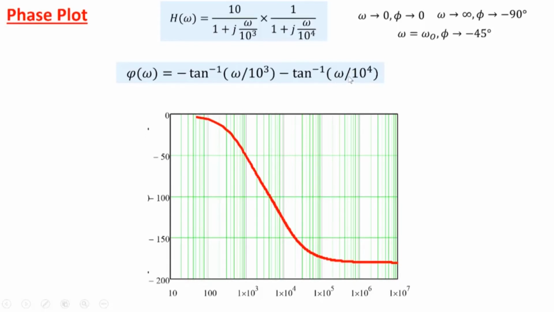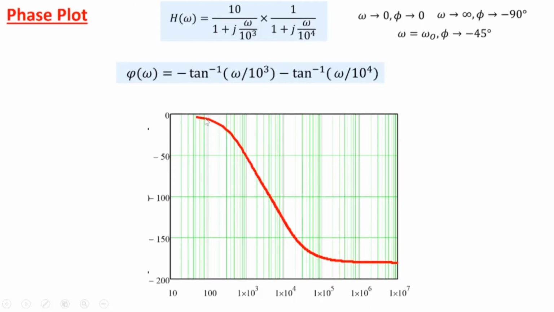And similarly, if you go at 10 to the power 4, so when you go at omega equal to 10 power 4, then this term will contribute 45 degree, and this term, 10 to the power 4 divided by 10 power 3, is a factor of 10, so it's getting close to 90. So minus 90 and minus 45. So let's see, somewhere here you can see maybe it's getting close to 135 or so, right? So basically this is what we keep in mind while sketching the phase plot here.